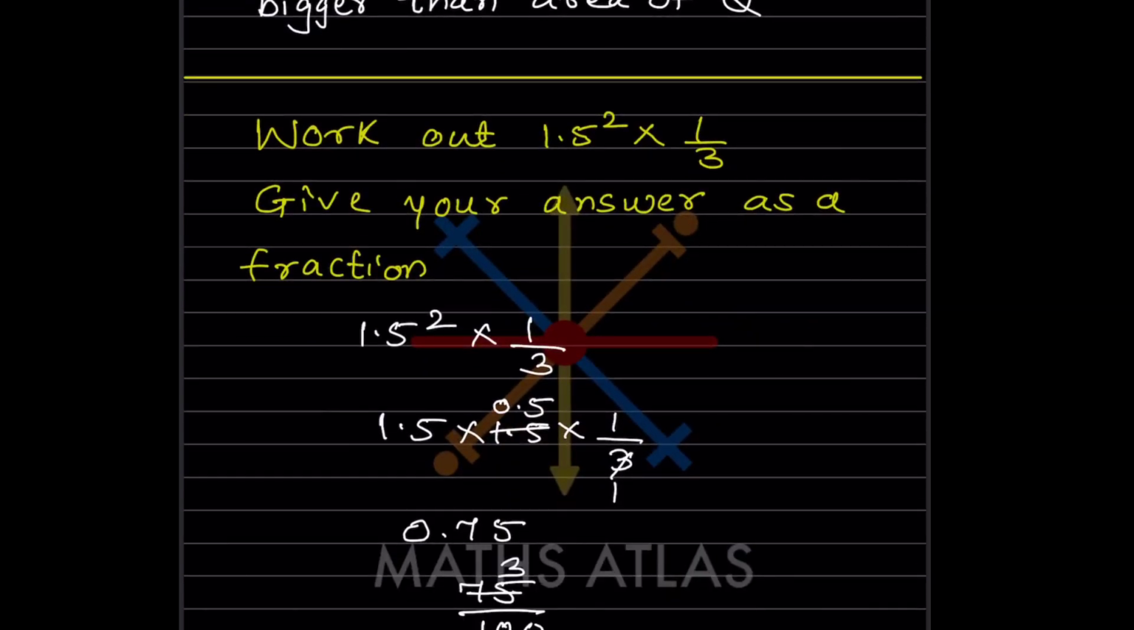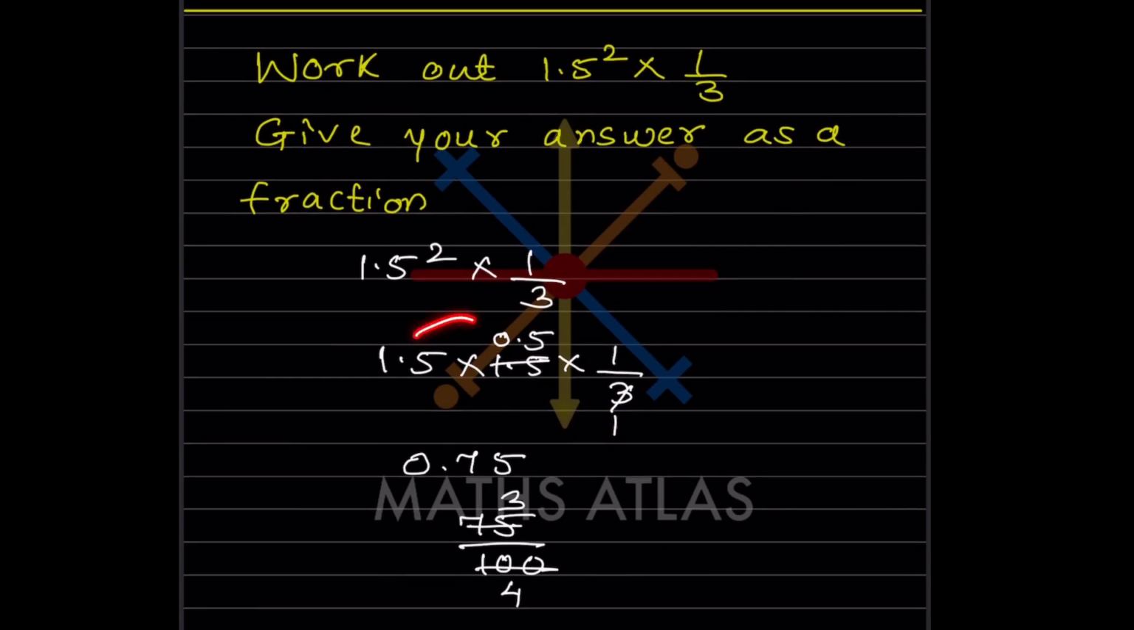Now here we have to work out 1.5 squared into 1/3 and give the answer as a fraction. So we can write 1.5 squared as 1.5 into 1.5 and keep the 1/3 as it is. When we divide 1.5 by 3, 3 ones are 3, and this will be 0.5. So 0.5 into 3 will be 1.5.